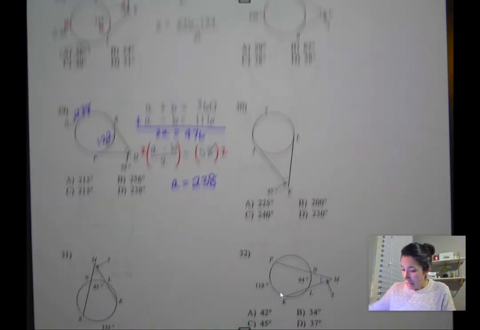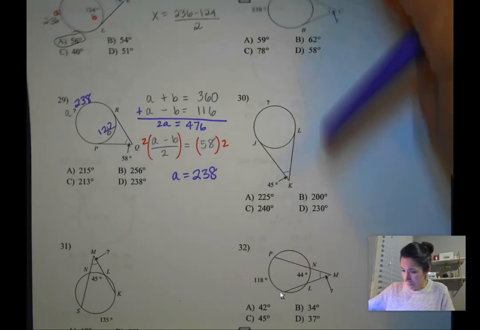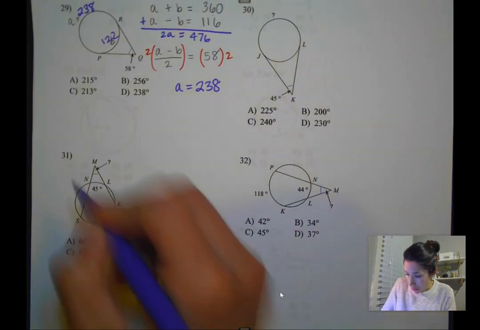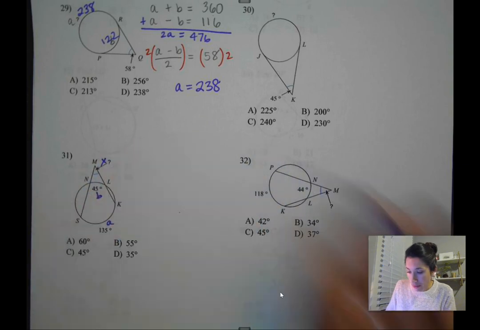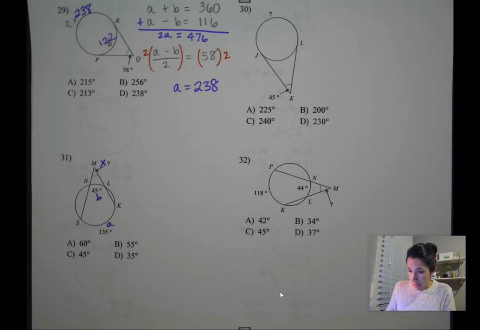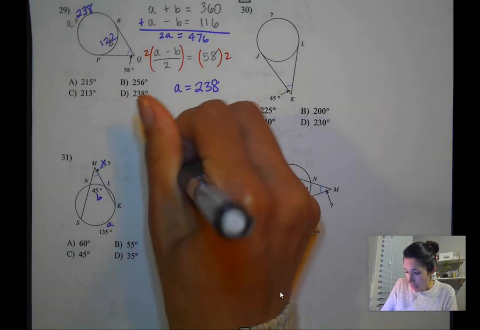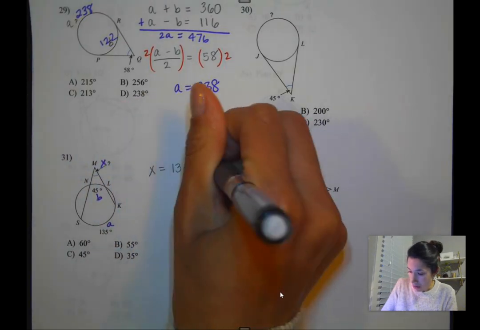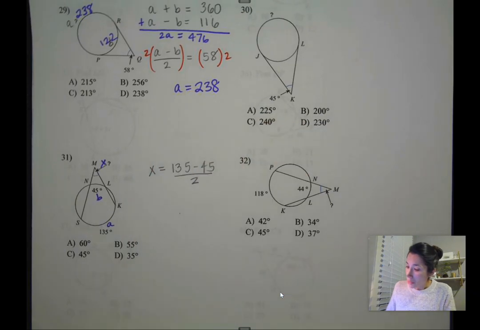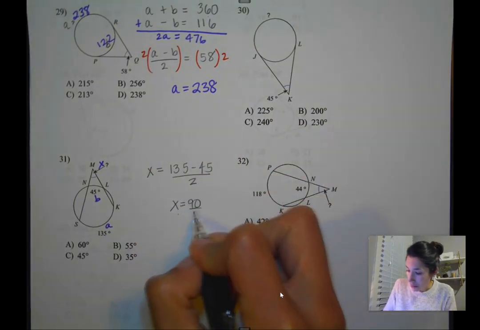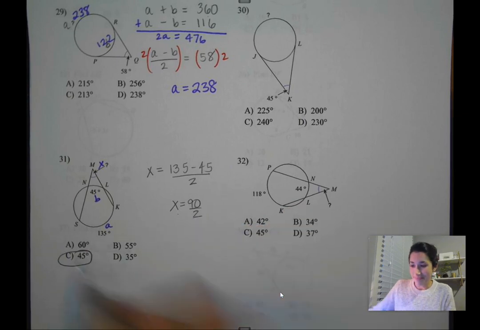Question 31 here. Here's our A angle, here's our B angle, and here's our X angle. We're going to use our same formula. So X equals, and that's the outside angle, A minus B, all divided by 2. So 135 minus 45, that's 90, divided by 2 is going to be 45.